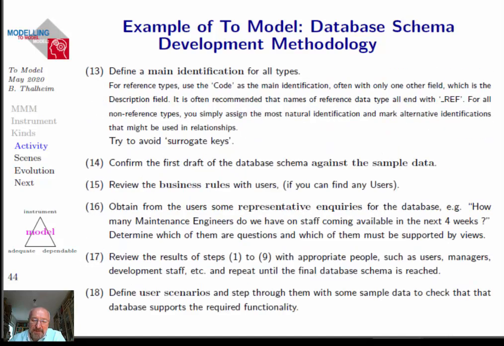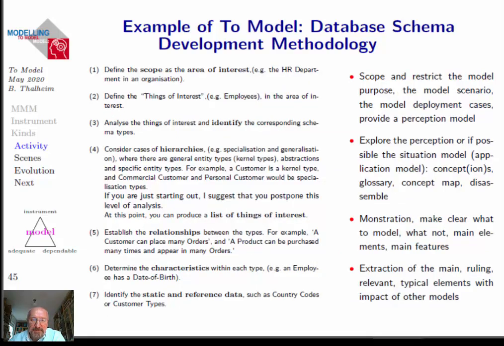Then we define user scenarios and step through them with some sample data to check whatever is supporting. In this case, you can say, fine, this is nothing else than some kind of scoping and restricting the model purpose, the model scenarios, the model deployment cases, and in this case we base our solutions on some kind of perception model. We explore the perception, maybe against the situation model if it is available. We try to make clear what to model. That means we use monstration methods.